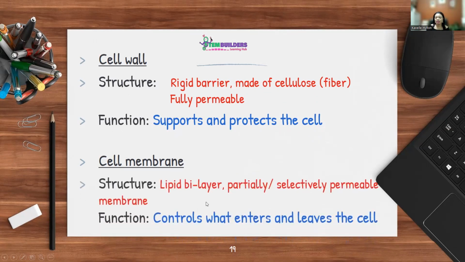The cell membrane, on the other hand, you can describe as partially permeable or selectively permeable. So it has a partially or selectively permeable membrane. That is what it is. And I also mentioned that it is a lipid bilayer. When you did nutrients, or if you haven't done it as yet, you'll note that the fats are actually needed to form cell membranes. And that is because it is made up of a lipid bilayer. Now, its function is to control what enters and what leaves the cell.